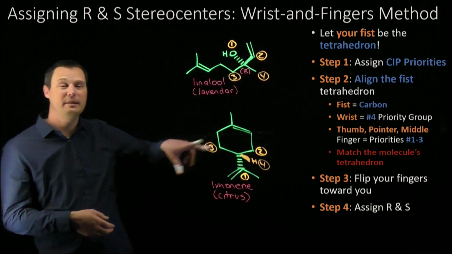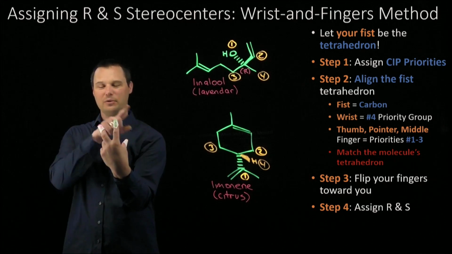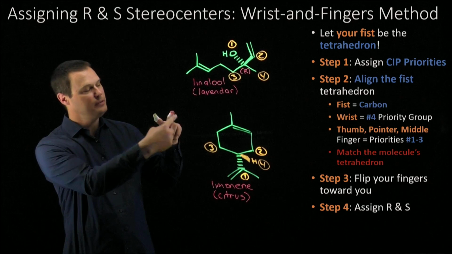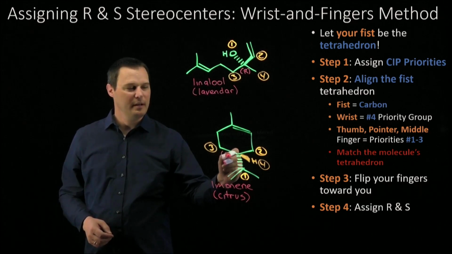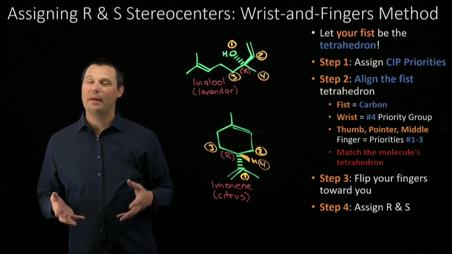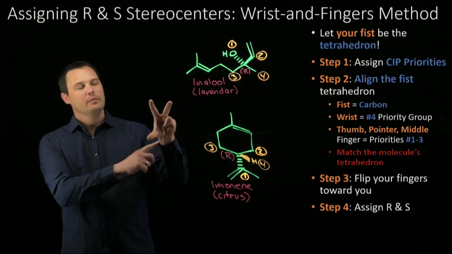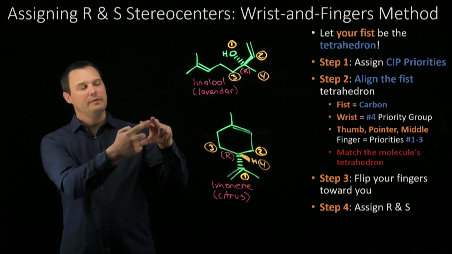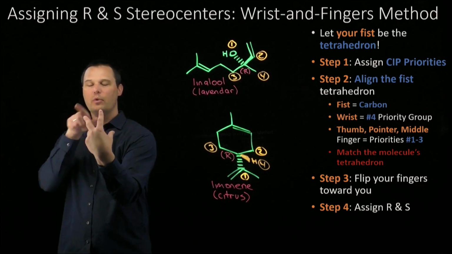With the 3 groups in place, I flip my wrist towards myself with the number 4 group pointed away from me. Then I draw the circle from 1 to 2 to 3. From your perspective, the circle from 1 to 2 to 3 is a clockwise circle. That makes the stereocenter in limonene an R stereocenter. Here's the whole method in one breath. Your fist is the carbon atom, your wrist is number 4. You map priorities 1, 2, and 3 to your fingers, you flip so your wrist is pointed away from you, and then you read the circle from 1 to 2 to 3.